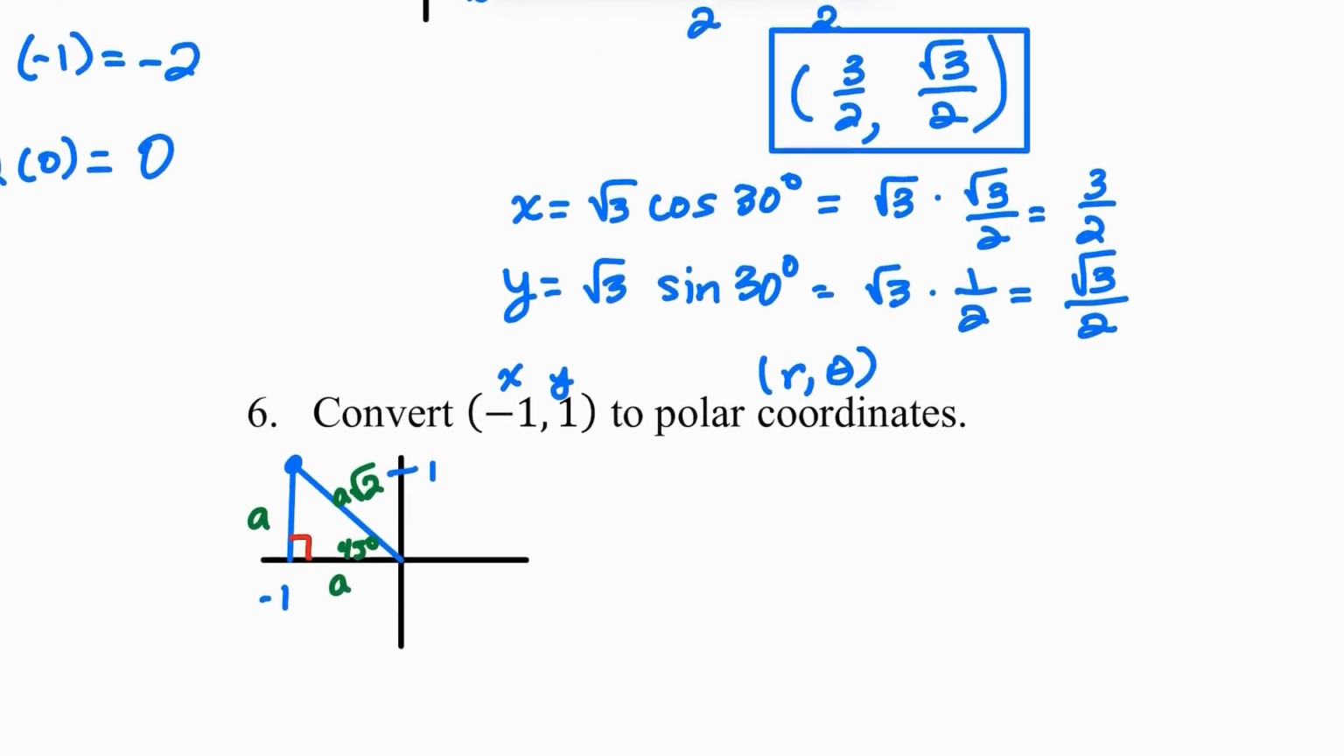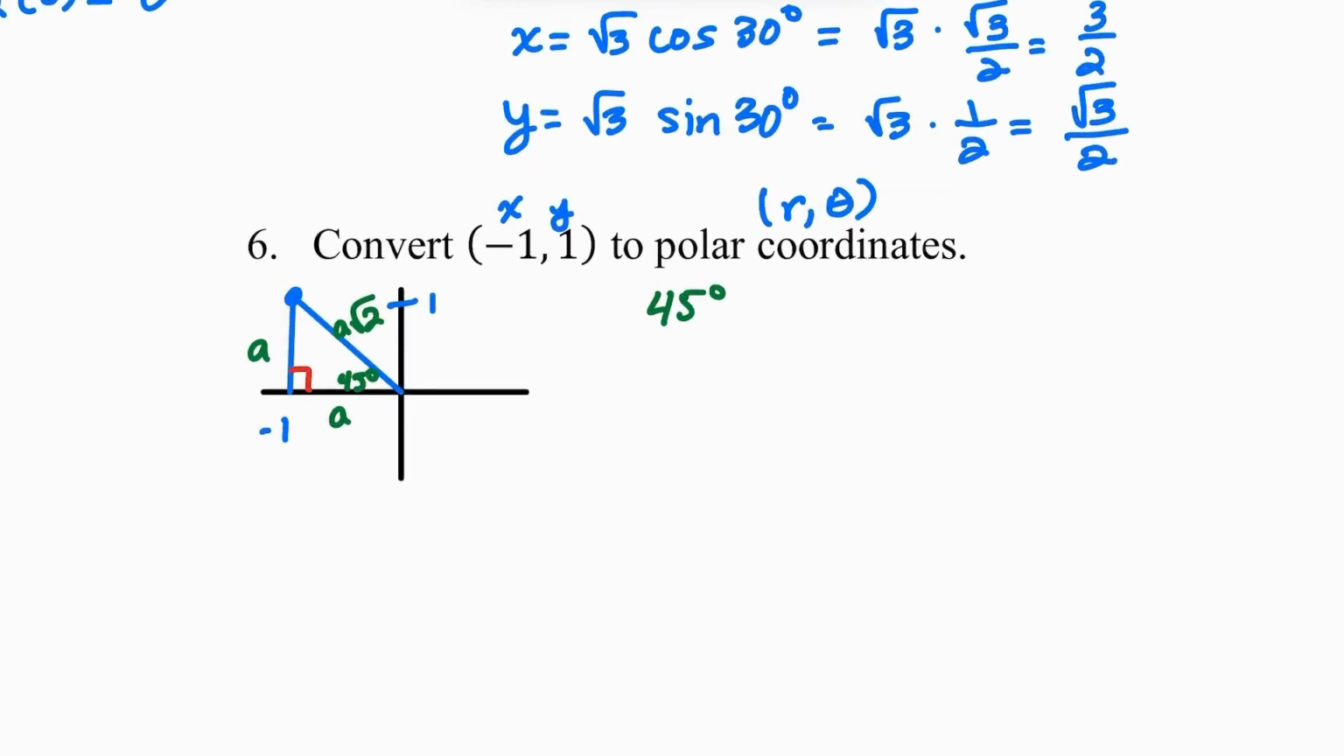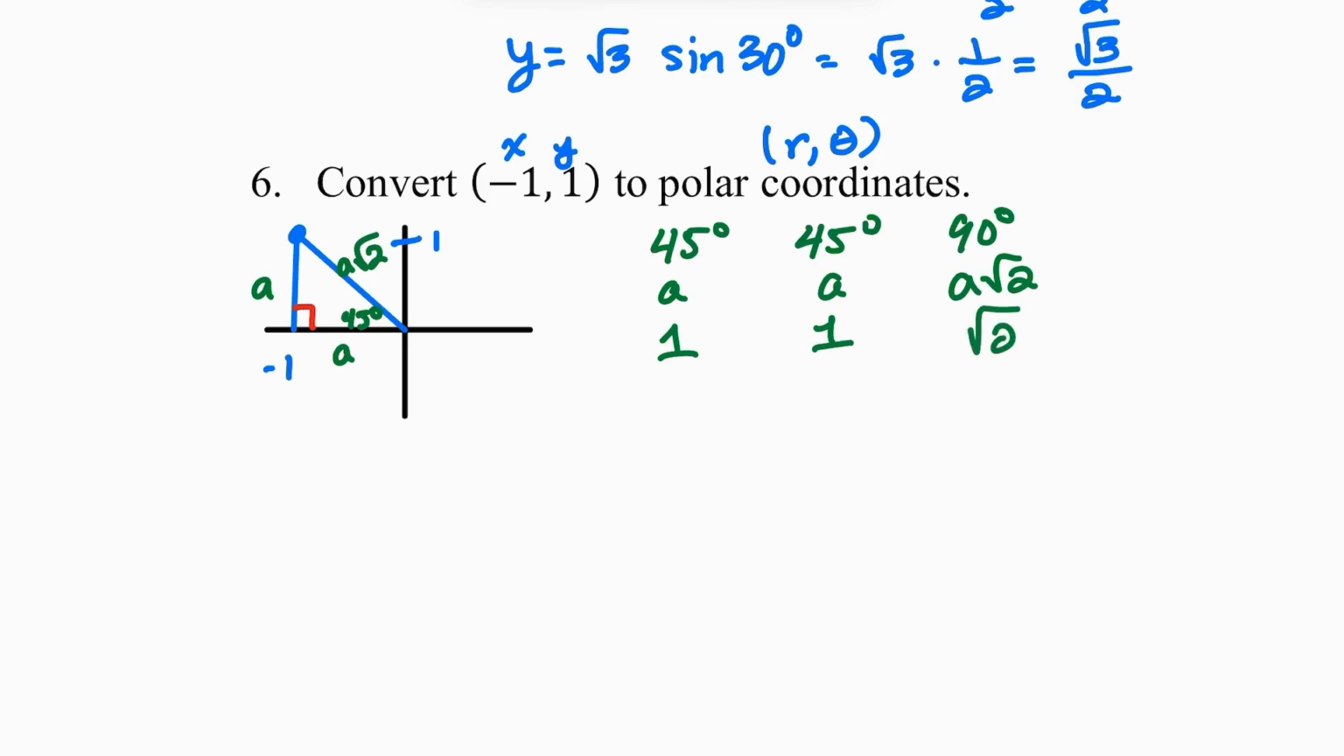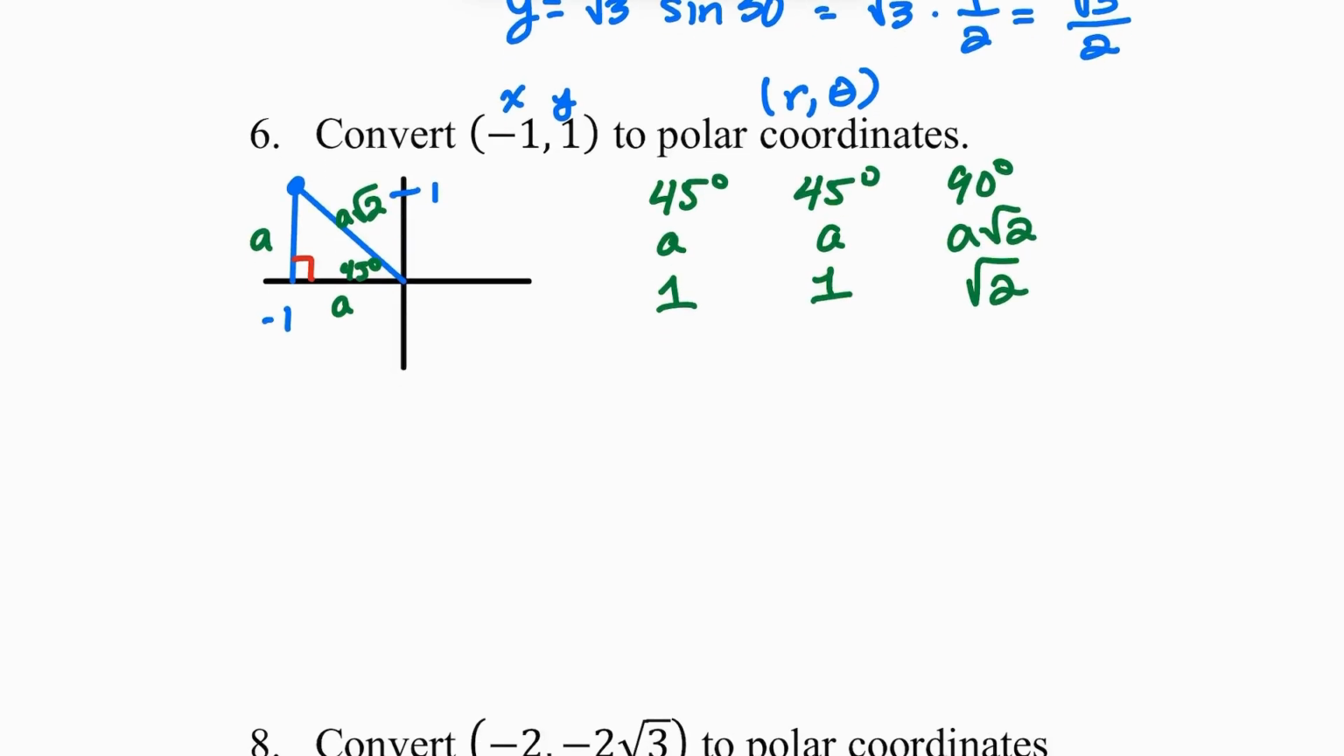So like I did earlier, I'm going to create a table. So we have 45, 45, 90. We have A, A, and A root 2. It doesn't matter which A it is because we went one left and one up. So that means A is 1. So that means the hypotenuse is 1 root 2, or just root 2, which is our radius. So part of my polar coordinate is the radius of that point. So root 2. Now the question is, what is the angle?